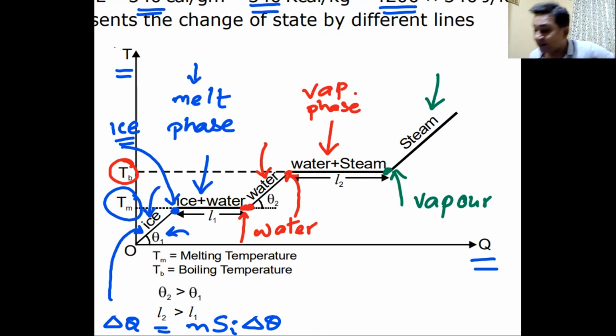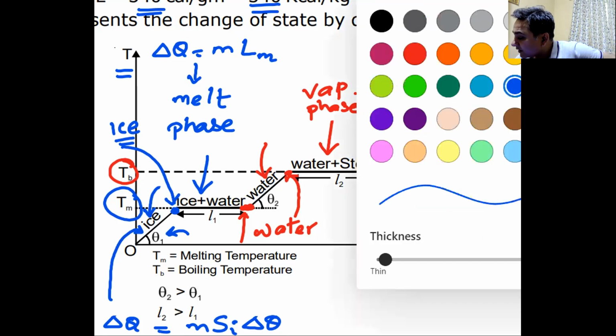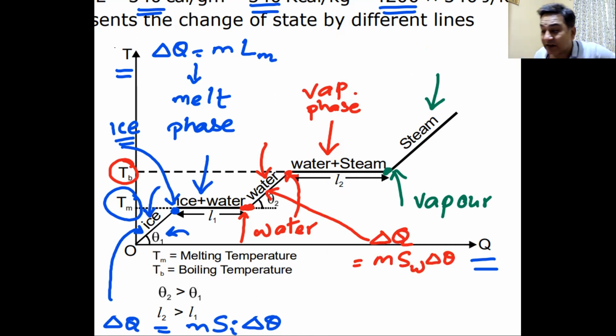In this melting phase, the amount of heat given, delta Q, will be equal to mass into latent heat of melting. Do we understand this? Of ice, which is 80 calories per gram. Okay. As we move further in the red zone, along this slanted line, the heat given in this process, delta Q, will be equal to M into specific heat of water into delta theta. Remember, specific heat of water is 1 calorie per gram per degree Celsius.